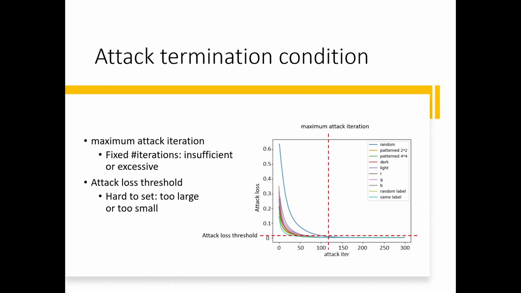Next, we look at the attack termination condition. Generally, there are two types. One is using a fixed maximum attack iteration, and the other is to set an attack loss threshold. From the figure, we can see that both are good attack termination indicators. However, the maximum attack iteration is usually set large enough to ensure the success of the reconstruction, and thus it significantly increases the attack cost. If the iterative attack stops too early, we may not get good quality on the reconstructed data.